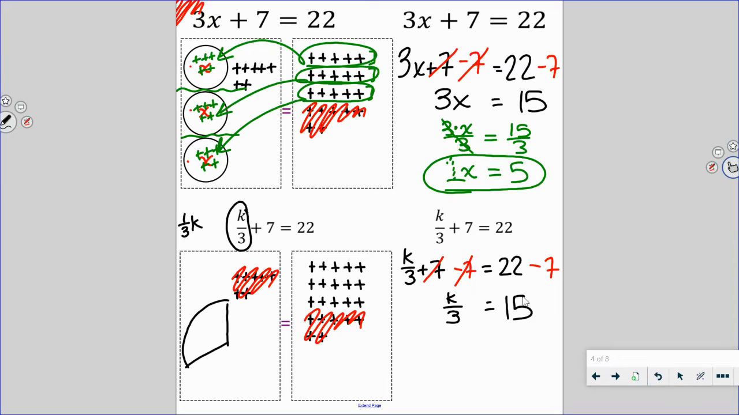We have a third of an envelope of money is $15. But again, we don't want to know what a third of it is. We want to know what an entire piece is. And speaking of pieces, just picture it. If that third is 15, then so is that third. If this third is 15, then so is that third.